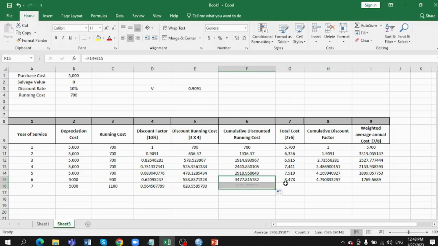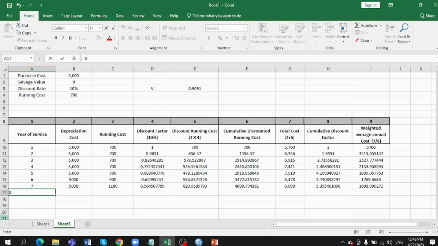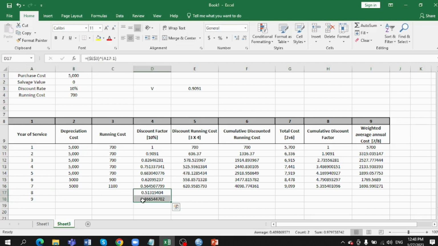Okay, so let's continue doing this one. Okay, and this one. So the weighted average annual cost is still decreasing. So let's proceed. Let's continue. Why don't we go with the 8th and the 9th one simultaneously? Let us try to solve it simultaneously.